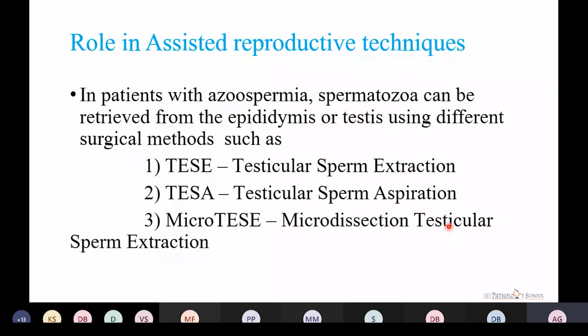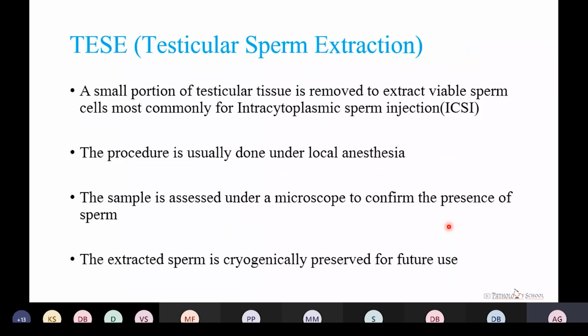Now, apart from the diagnostic use of testicular biopsy, some of the therapeutic uses of testicular biopsy are in assisted reproductive techniques. In patients with azoospermia, spermatozoa can be retrieved from the epididymis or testis using different surgical methods like TESE, TESA, or microTESE. TESE is also known as testicular sperm extraction, TESA is testicular sperm aspiration, and microTESE is microdissection testicular sperm extraction.